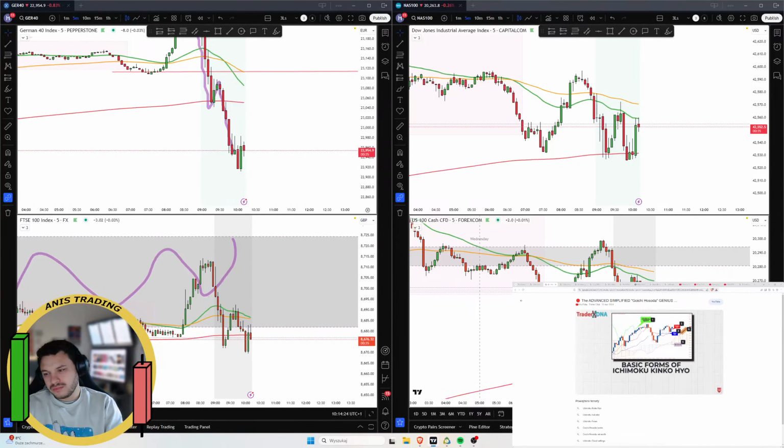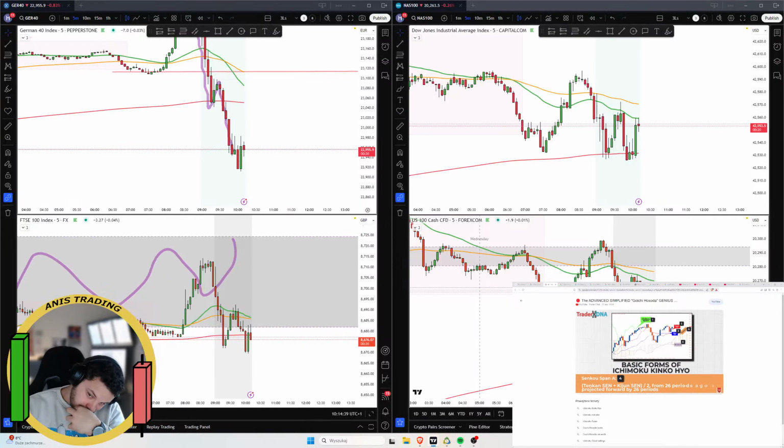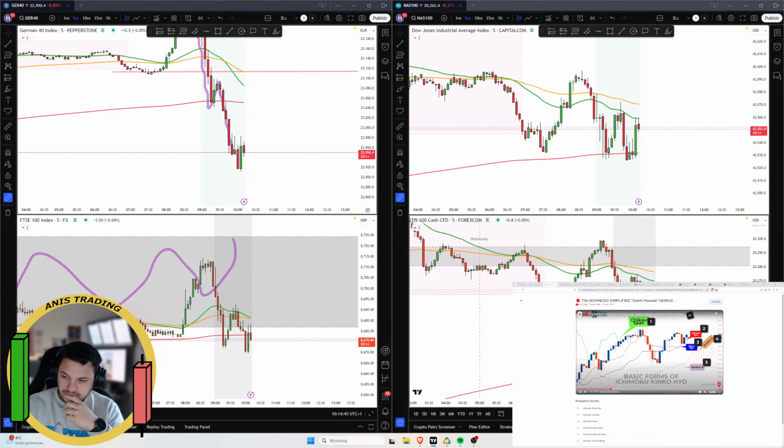Basic forms of Ichimoku Kinko Hyo: Tenkan Sen, Kijun Sen, Chikou Span, Senkou Span A, or leading line 1, Senkou Span B, or leading line 2. Meanwhile, the distance between Senkou Span A and Senkou Span B is referred to as the Kumo.